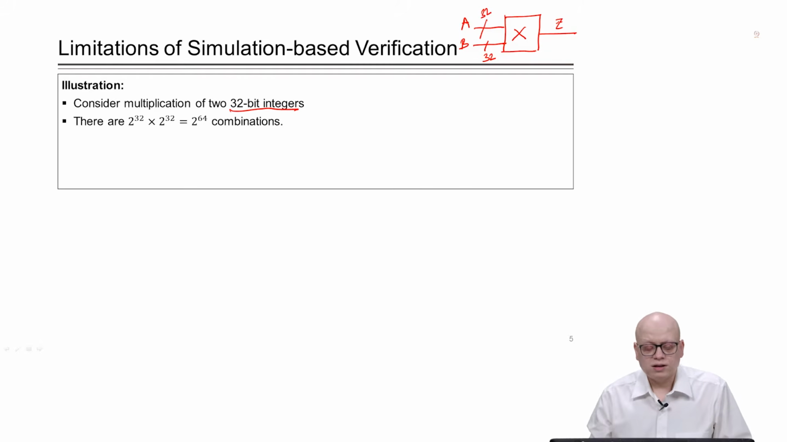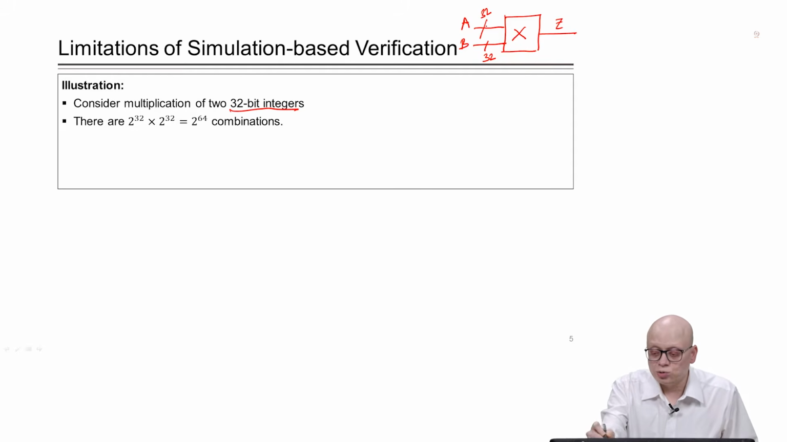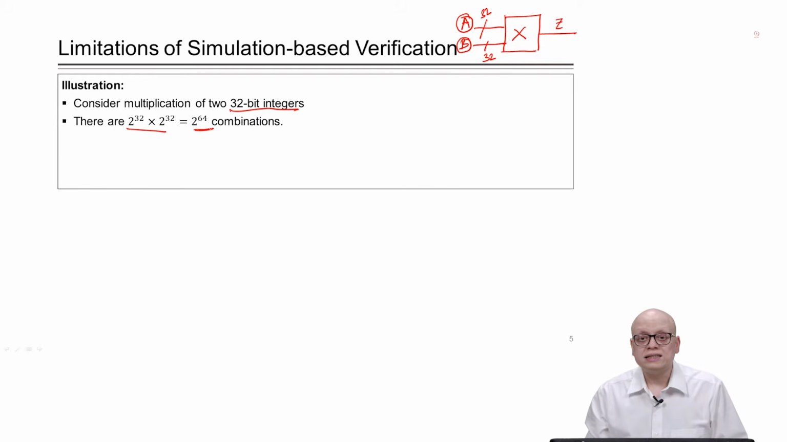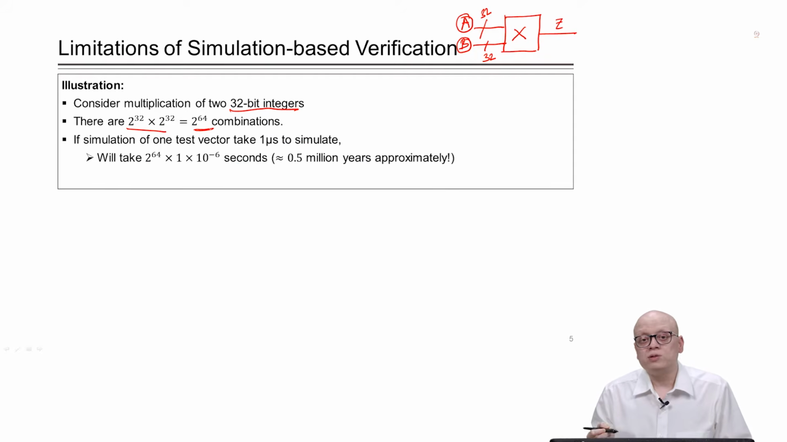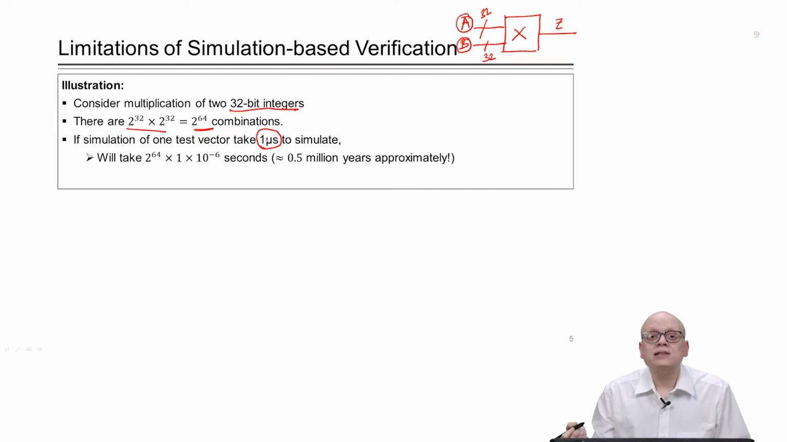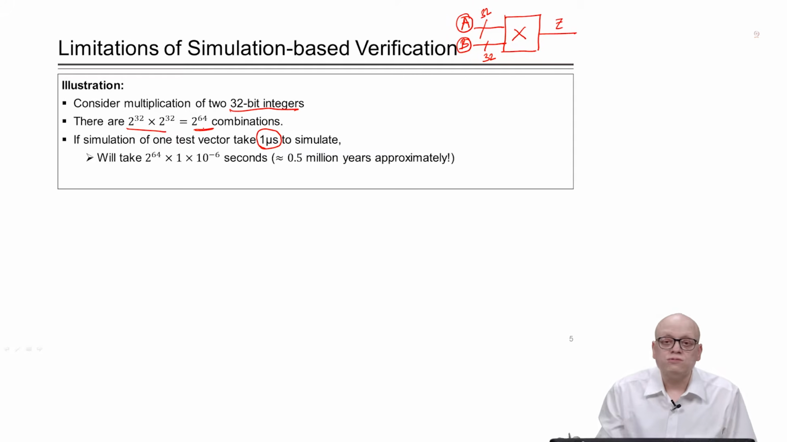Now, to verify it using test vectors or using simulation, we have to consider 2 to the power 32 combinations of A and similarly 2 to the power 32 combinations of B. So, in total we need to check 2 to the power 64 combinations of input vectors. Now, if we take a simulator which is very fast and it takes only one test vector to simulate in just say 1 microsecond, then we can estimate how much time it will take to simulate 2 to the power 64 combinations.